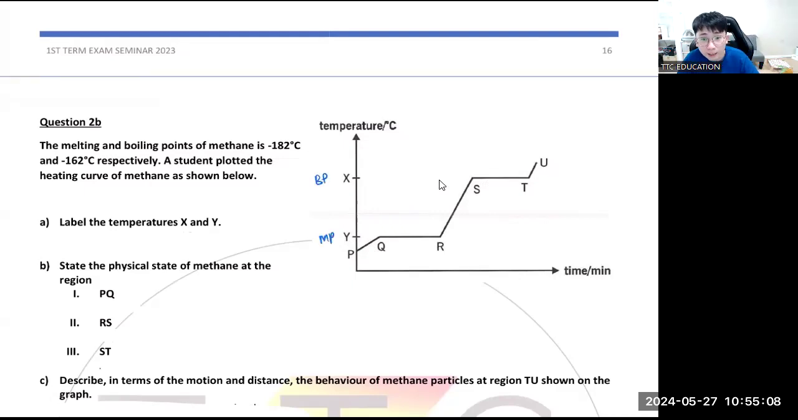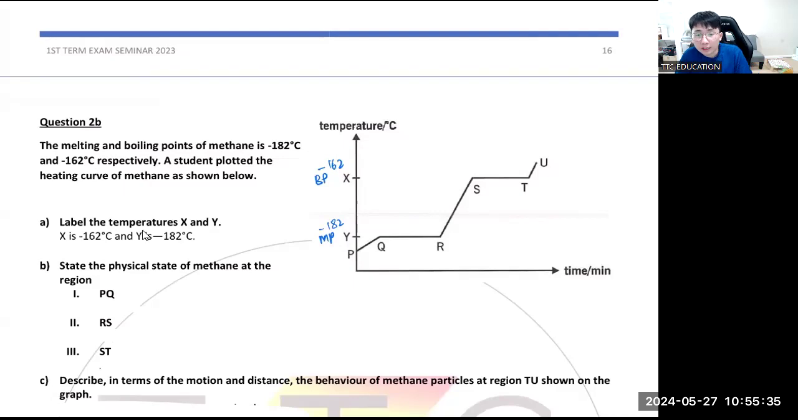Okay, you're all okay with this? But what is the temperature for X, and what is the temperature for Y? According to the two numbers we have here, one is -182 and one is -162. You go from low to high, so which one is lower? I will say the -182 is your Y, while your X is the -162. Okay, so this one.